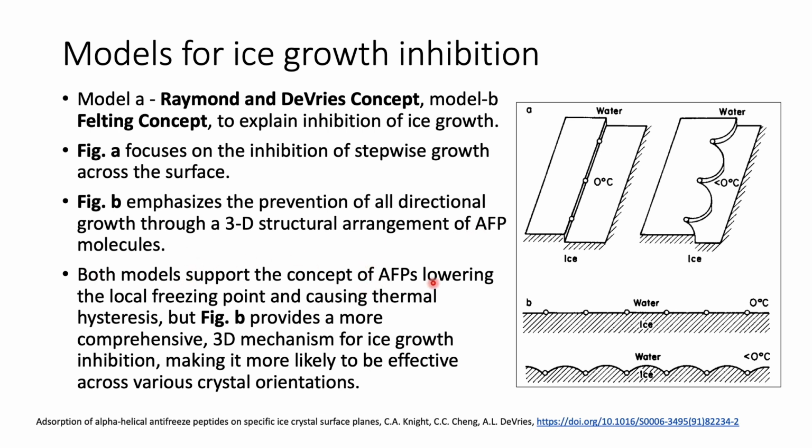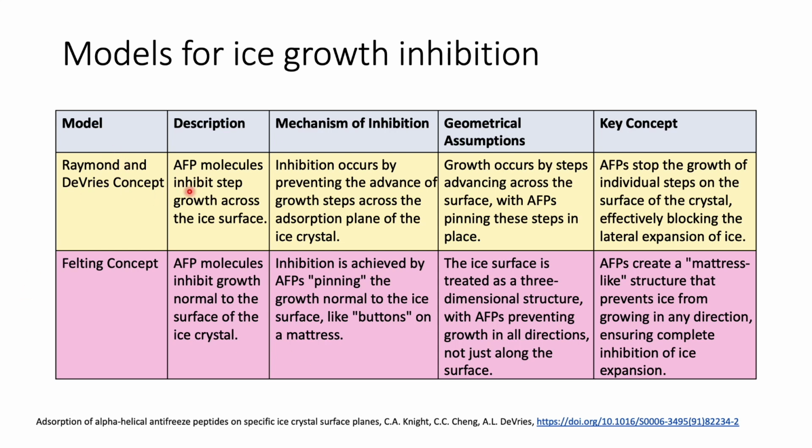Both these models support the concept of AFP lowering the local freezing point and causing thermal hysteresis. We will be studying what thermal hysteresis is soon. But figure B, which has a more 3-dimensional structural arrangement, is a more comprehensive 3D mechanism for ice growth inhibition, and this makes it the most likely to be effective across various crystal orientations. So this is a much better mechanism by which the ice growth can be prevented. And here are the explanations about both the models.